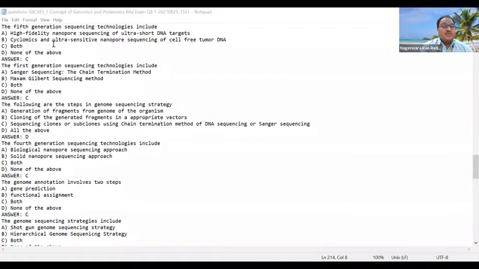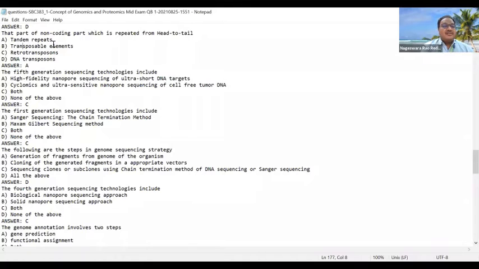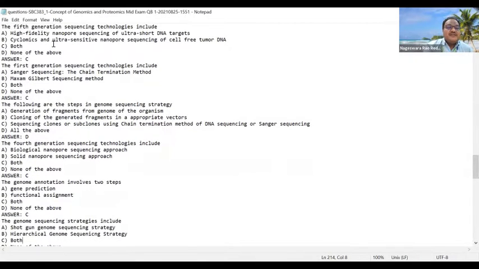Okay, welcome back to the session. So we'll move on to the discussion. Where did we stop? Here. The last question: the part of the non-coding region which is repeated from head to tail, tandem repeats. Okay, so we'll go on with the 5th generation sequencing technologies.